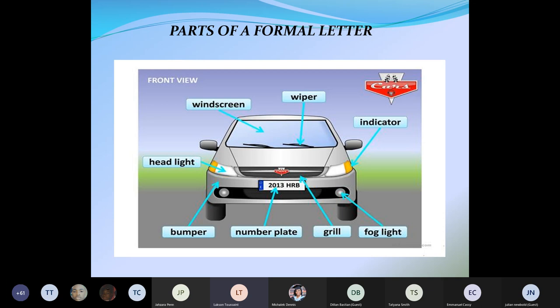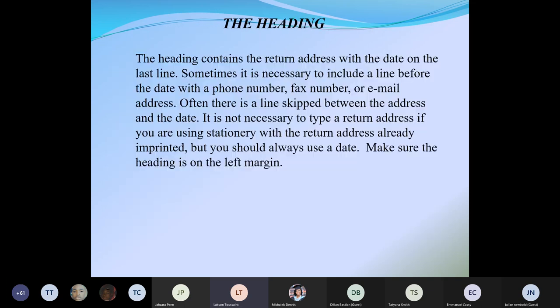So we have these various parts, and we're looking at the parts of the formal letter. First of all, we have the heading. The heading contains the return address with the date on the last line. We will be looking at examples of the heading, so you will have your P.O. box, the location, the country in which you reside, and you will have the date.